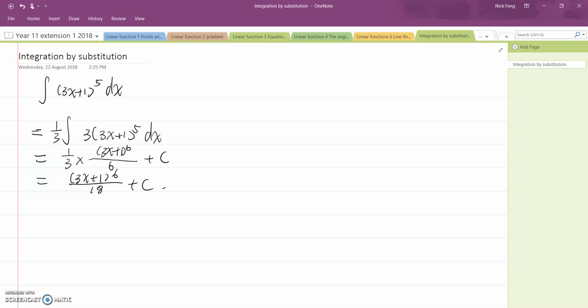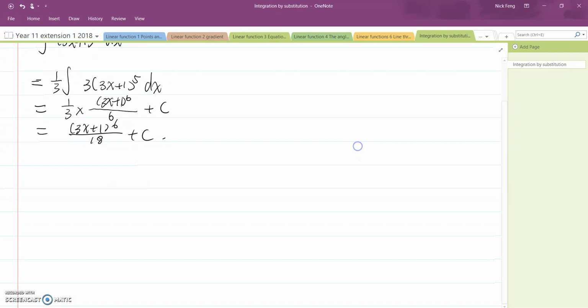Now, this is a very simple example. However, what we are dealing with today is something that is no longer just x. It's not just a linear function either. It's something more complicated, such as integrating x to the power of 4 times (2x to the power 5 minus 1) to the whole power of 3.